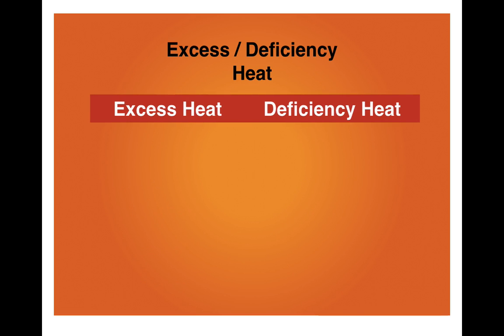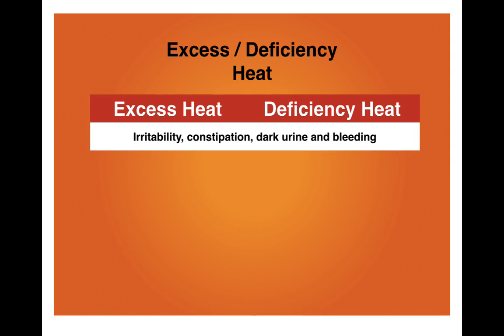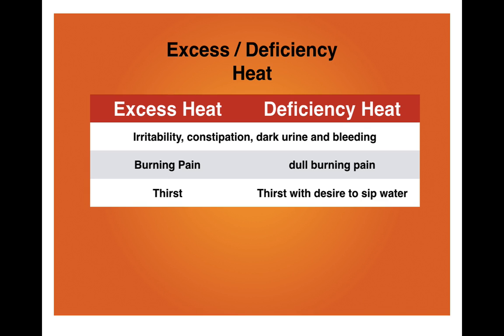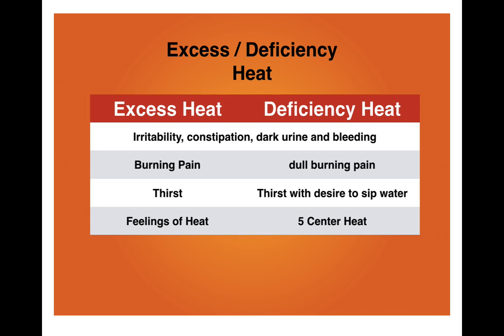Now, let's differentiate excess heat from deficiency heat. How do we tell these apart? There are some symptoms they share: irritability, constipation, dark urine, and bleeding. But really what sets them apart is with excess heat, you have burning pain, intense, right? Burning pain, depending on the amount of heat. With deficiency heat, you're going to have a dull burning pain. With excess heat, you have thirst. With deficiency heat, you have thirst with desire to sip water. With excess heat, you have feeling of heat. And with deficiency heat, you have 5-center heat.